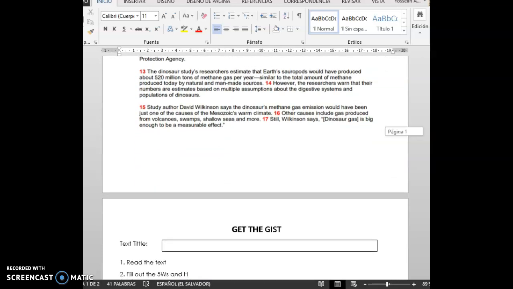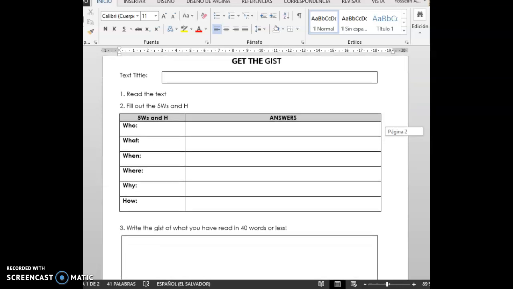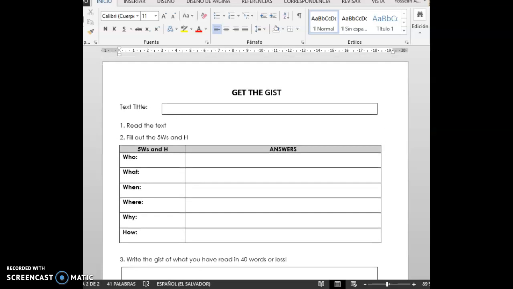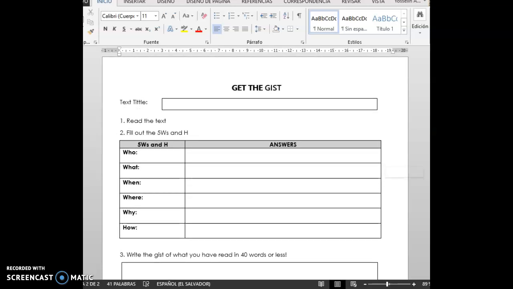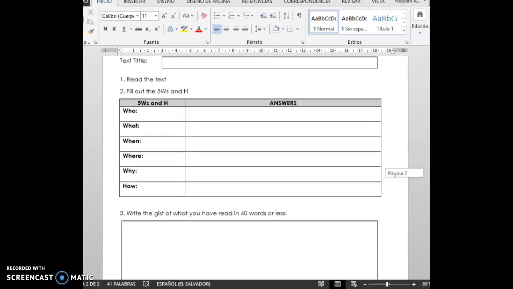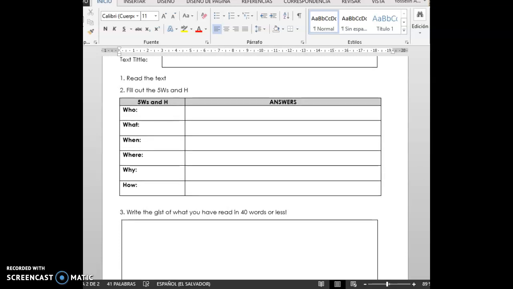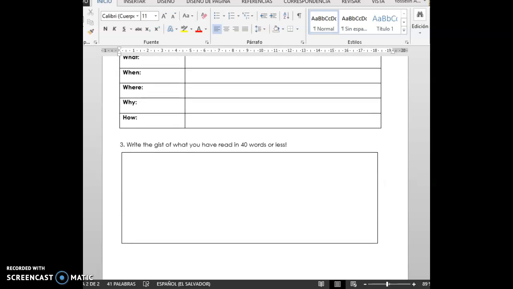As you can see, we have a format that we need to follow in order to apply this strategy. We have the text title, then we have a chart with 5 W's and an H, and those are questions that we're going to find out in the reading. And then the most important part is to write the gist, what you have read, in 40 words or less. As you can see, this is like the summary, the main idea, the essence of the reading.